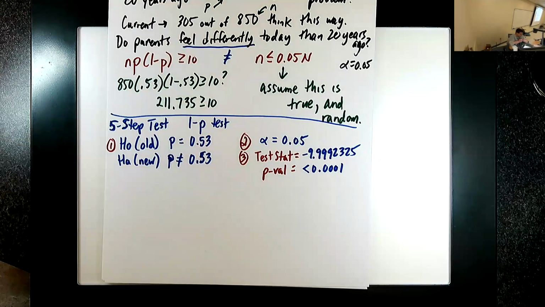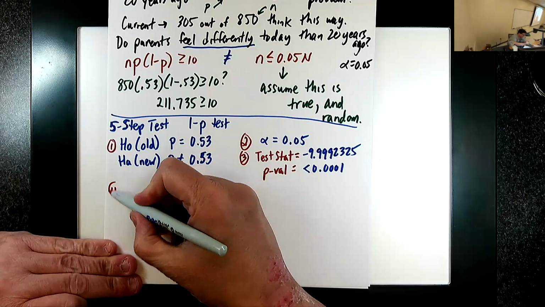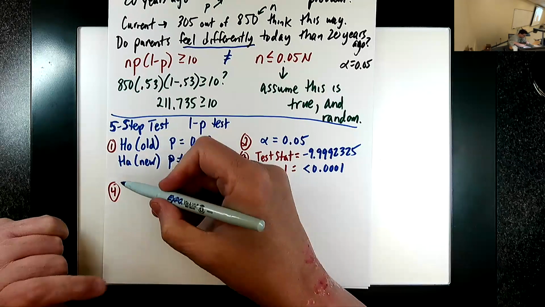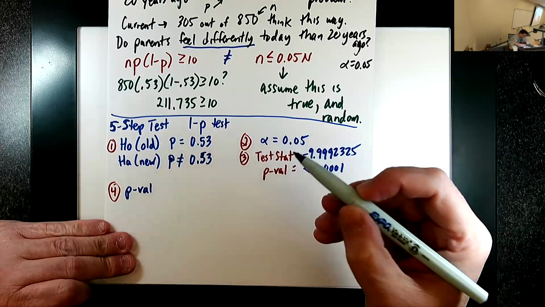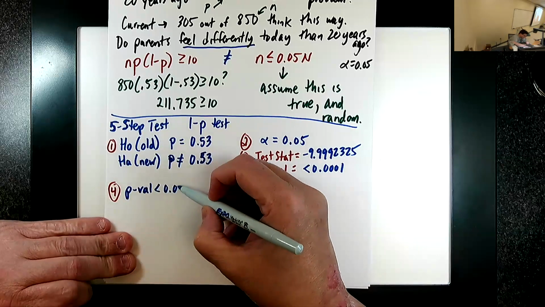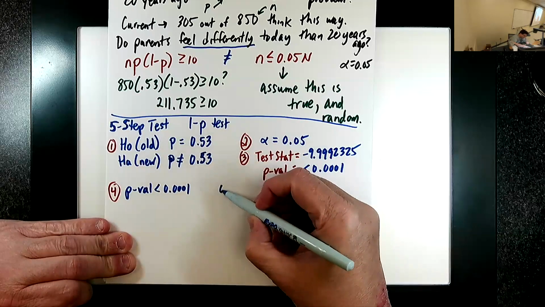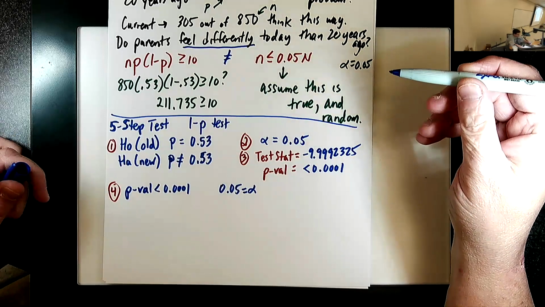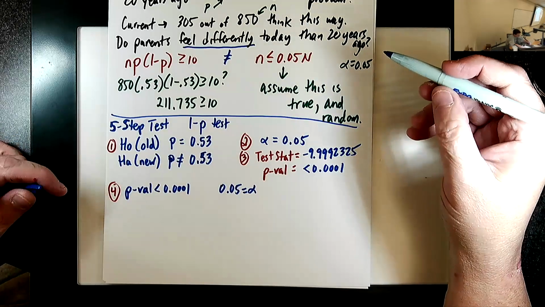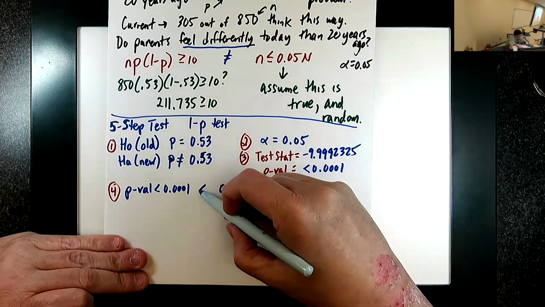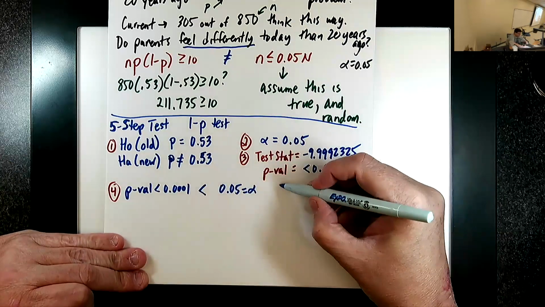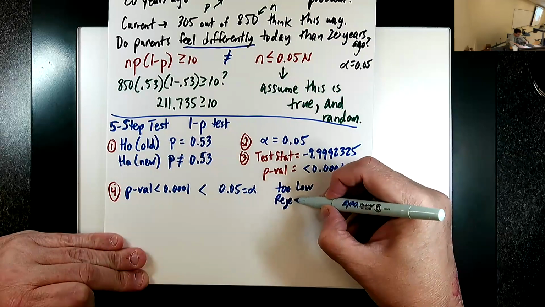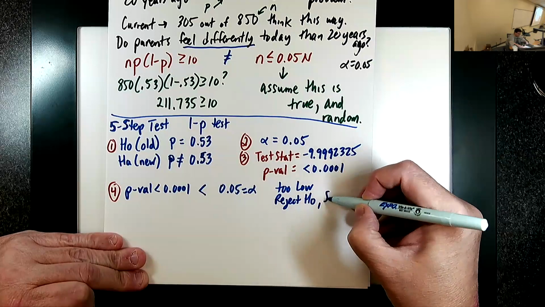Let's finish our test and then we'll do the homework problem. Step 4 is compare these. My p-value says less than 0.0001, we'll use that, and we're comparing that to alpha, which is 0.05. The p-value is lower than it, so too low. Reject H naught. Support HA.